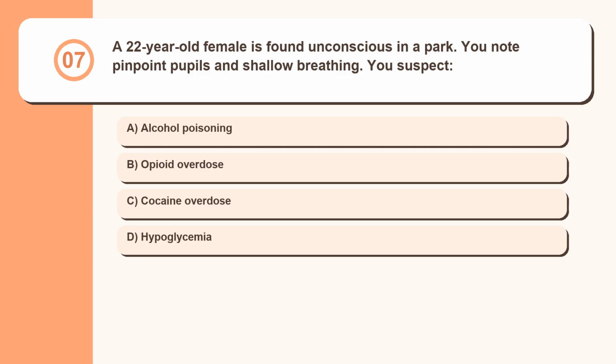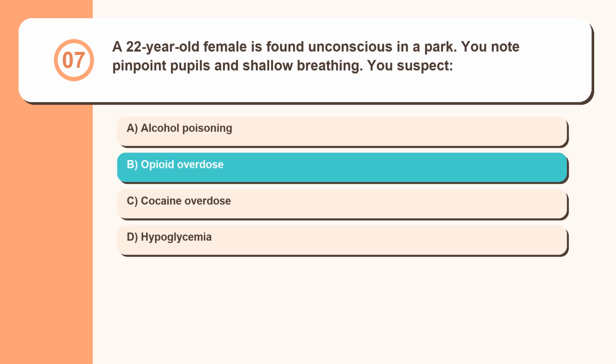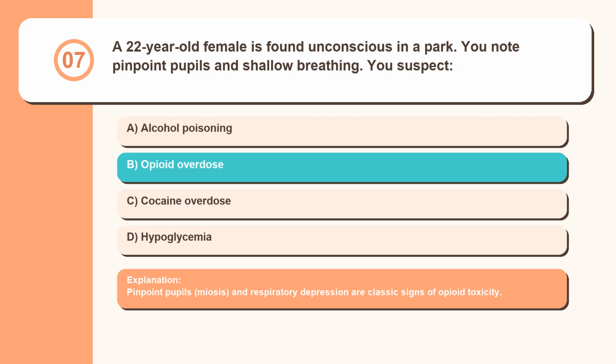Question 7. A 22-year-old female is found unconscious in a park. You note pinpoint pupils and shallow breathing. You suspect alcohol poisoning, opioid overdose, cocaine overdose, hypoglycemia. Pinpoint pupils, miosis, and respiratory depression are classic signs of opioid toxicity.